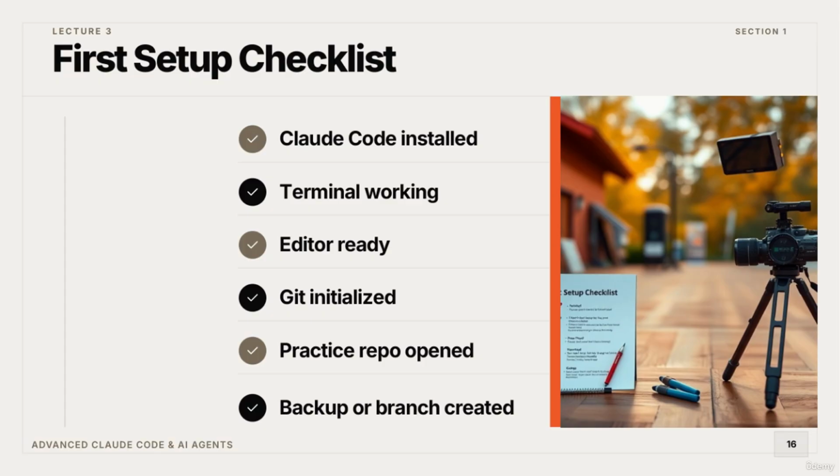Then, open your practice repository to have a working environment for your exercises. Finally, make sure to create a backup or a new branch. This step is crucial to safeguard your work and experiment without risking your main code base. Following these steps sets a solid foundation for the more advanced topics we'll cover.